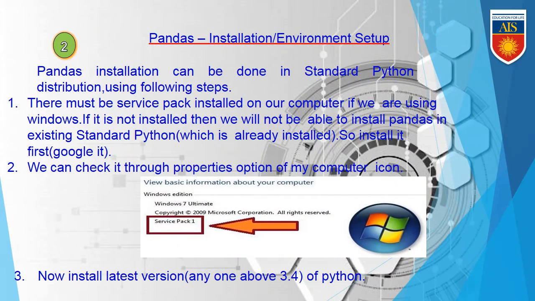Pandas installation can be done in a standard Python distribution using the following steps. There must be a service pack installed on our computer if we are using Windows. If it is not installed, then we will not be able to install Pandas in existing standard Python. So install it first. We can check it through the properties option of the My Computer icon. Now install the latest version of any of the Python.